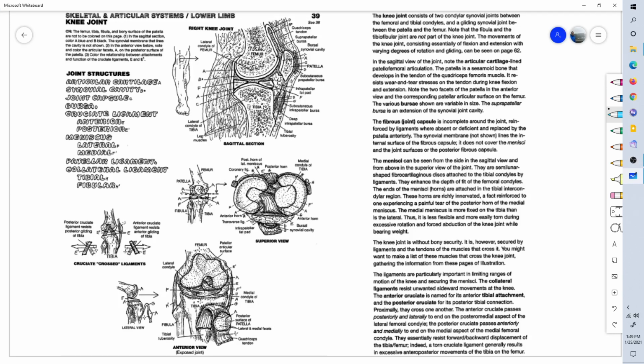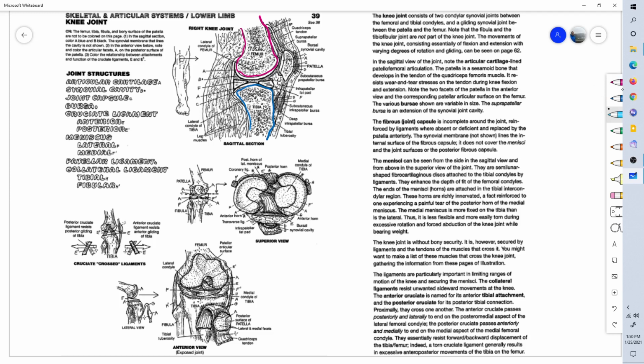The knee joint. All right, so we've learned more. We've learned about the femur, this long bone with the condyles, the medial and lateral condyles. That's this bone right here. And we've learned about the tibia, which is this lower bone here. Now we're going to talk about how they interact with each other.